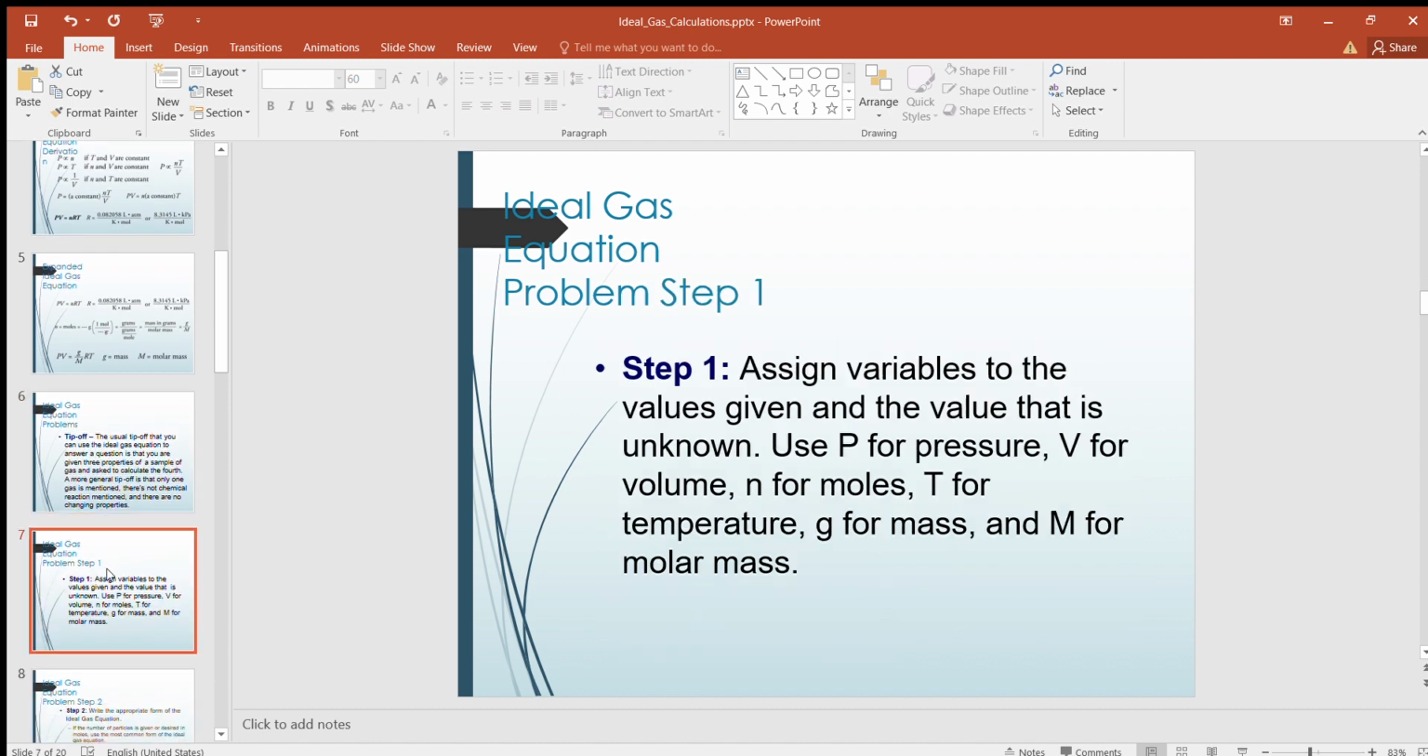Now for the ideal gas equation problem, step 1 is to assign variables to the values given and to the value that is unknown. Use P for pressure, V for volume, n for moles, T for temperature, g for mass, and M for the molar mass.